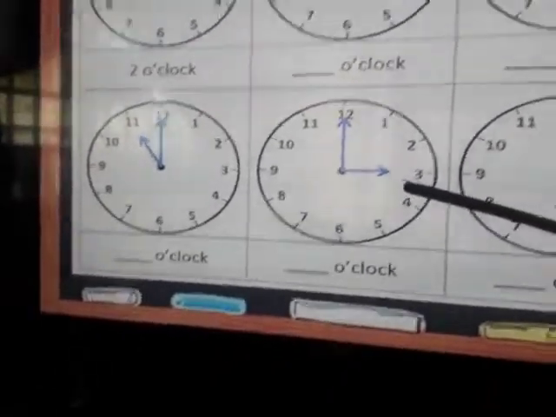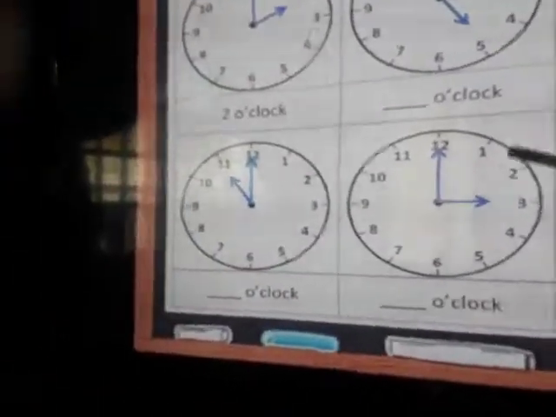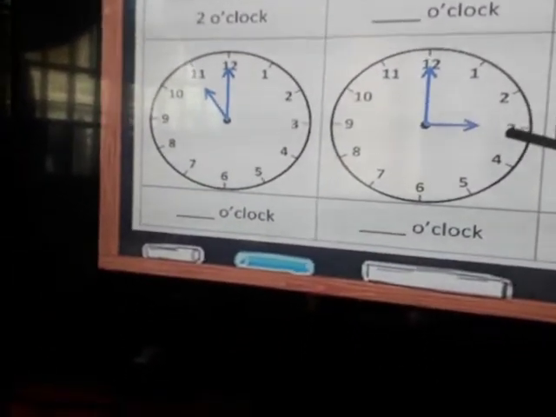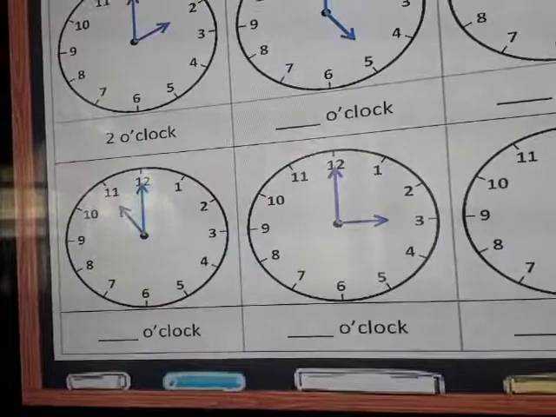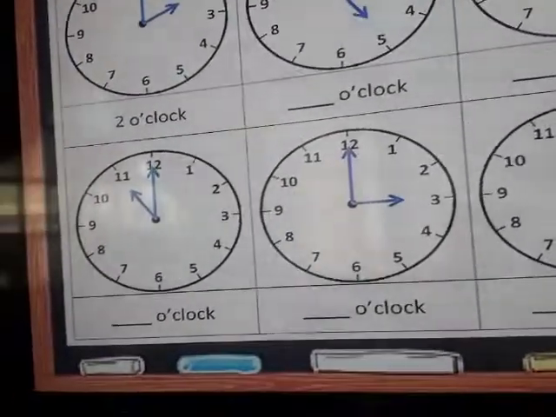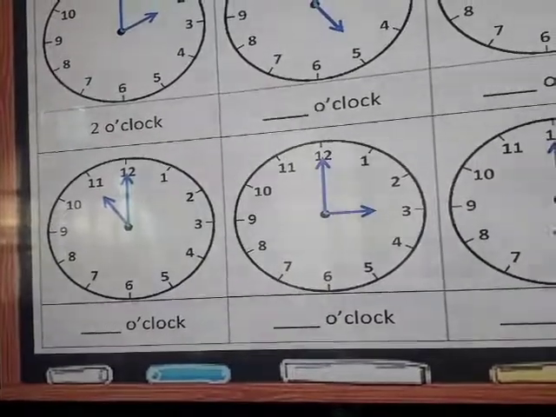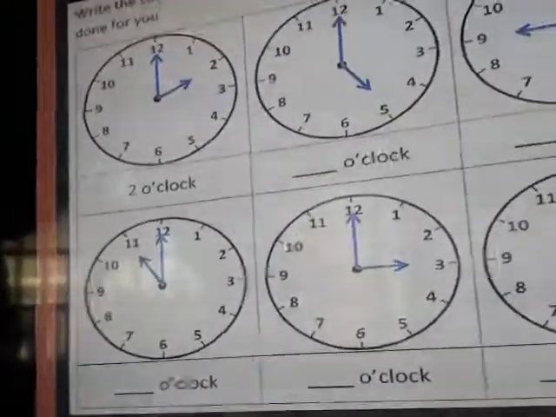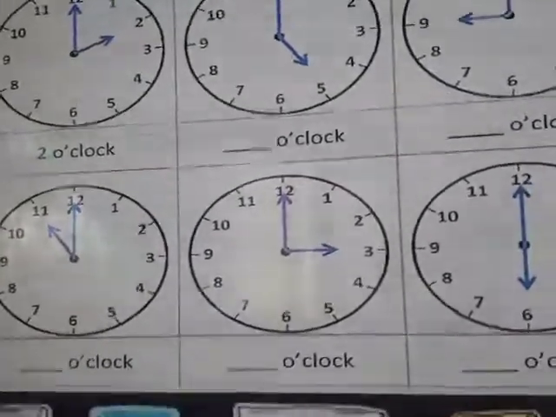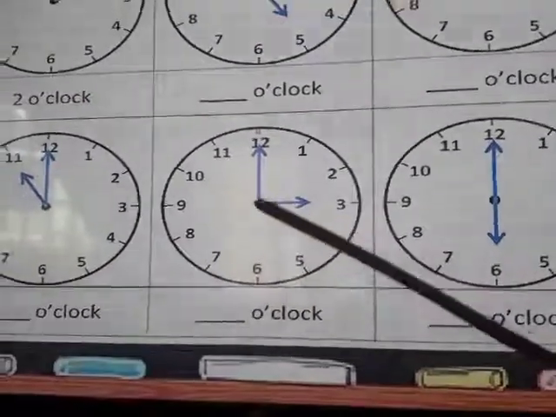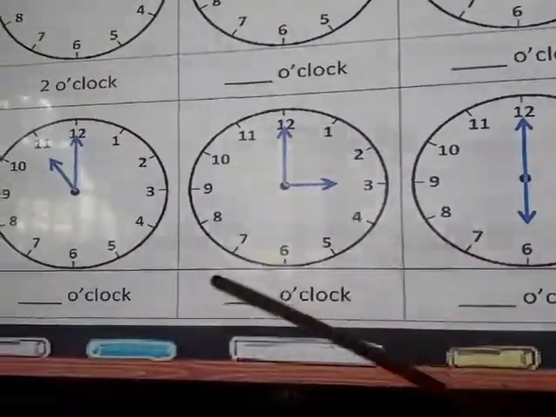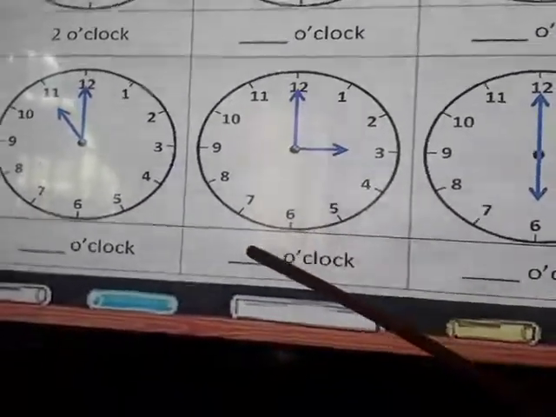Okay, 11. So for example, Vatay, the short hand pointing to 3 and the long hand pointing to 12, what time is it? What time is it, Vatay? The time is 3 o'clock. Okay?